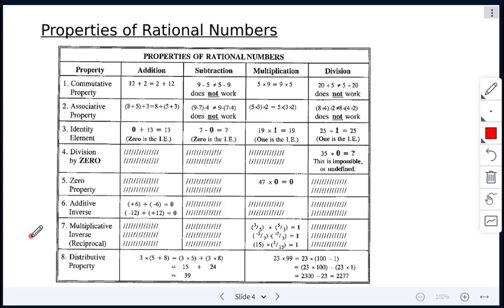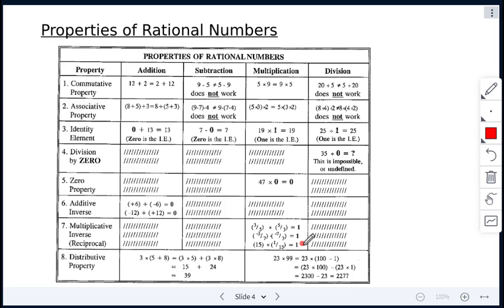The next one is multiplicative inverse, or taking the reciprocal. So if you take the reciprocal and multiply them together, you'll end up with 1. So for example, 3 over 5, its reciprocal is 5 over 3. If you take 3 over 5 times 5 over 3, you'll end up with 1. There's a couple more examples shown here. We have negative 3 over 7 times its inverse or its reciprocal, which is negative 7 over 3, and you'll end up with the answer of 1.